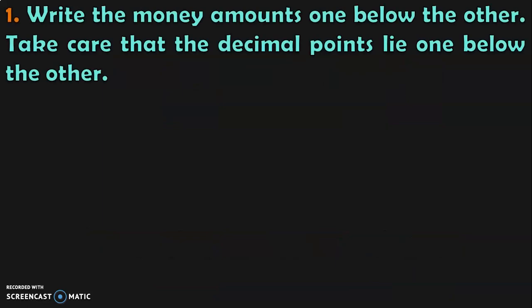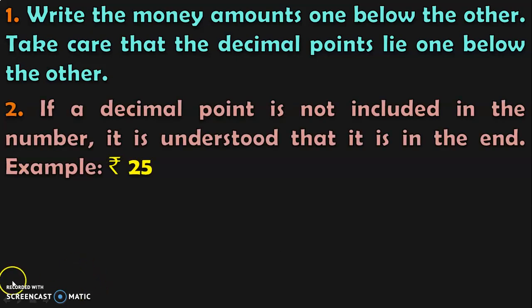First, write the money amounts one below the other. Take care that the decimal points lie one below the other. Next, if a decimal point is not included in the number, it is understood that it is in the end. For example, this is rupees 25. But when you do your addition or subtraction of money, it is understood that you will have to add a decimal point at the end followed by 2 zeros.